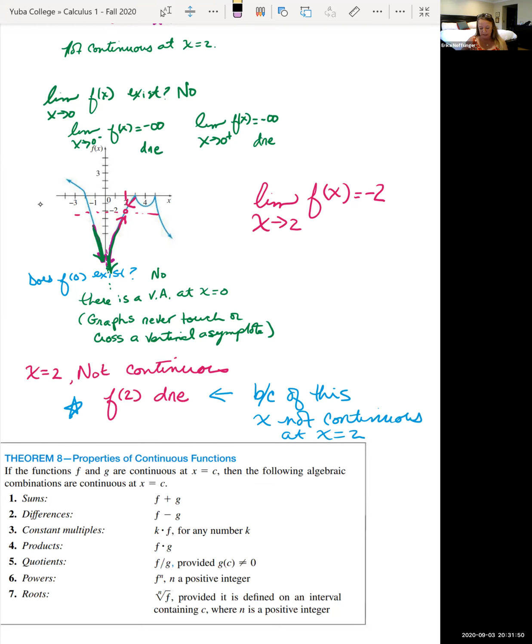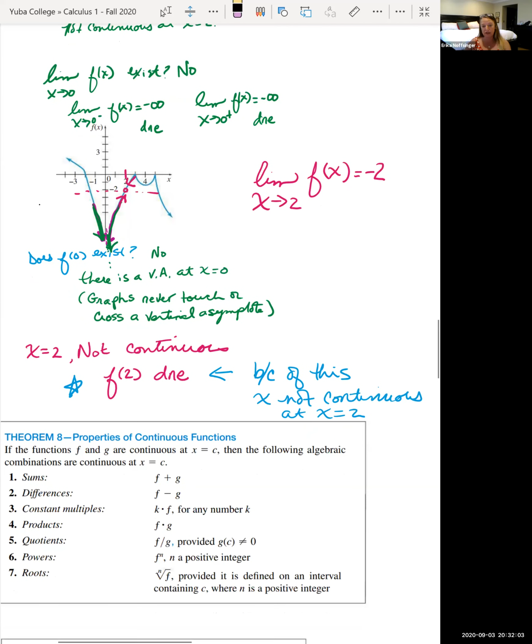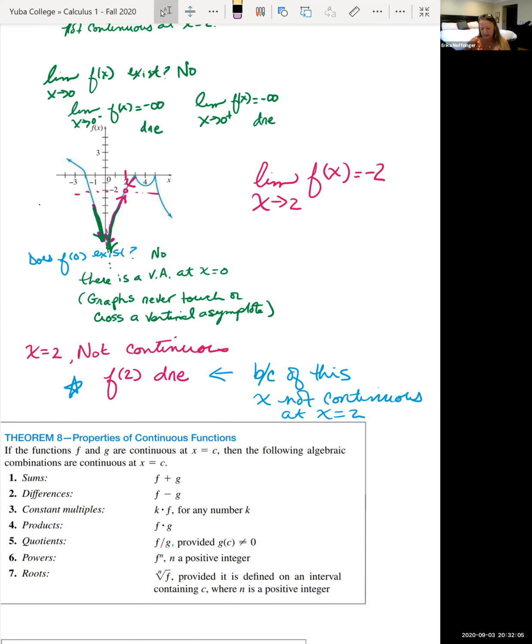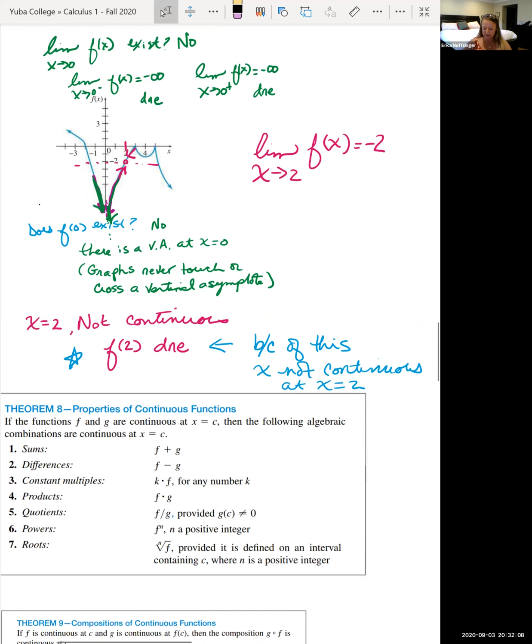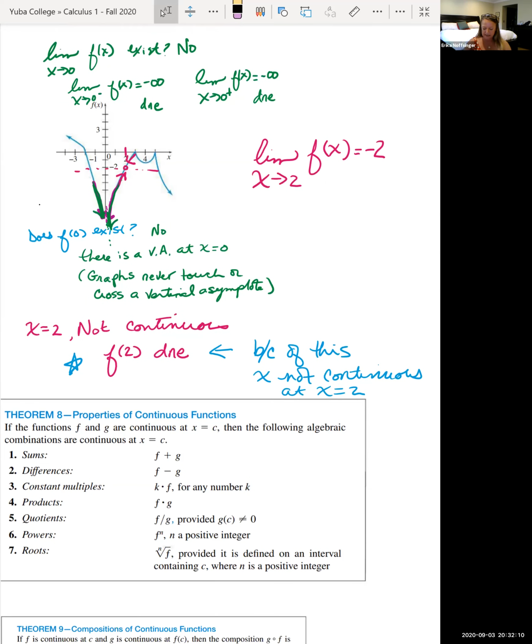Okay, so when we were looking at limit rules, we said that if the limit as x approaches a value c of some function exists, and the limit as x approaches c of another function exists, then we could break down our limits. We can use rules like this too with continuity, and so the following property holds.